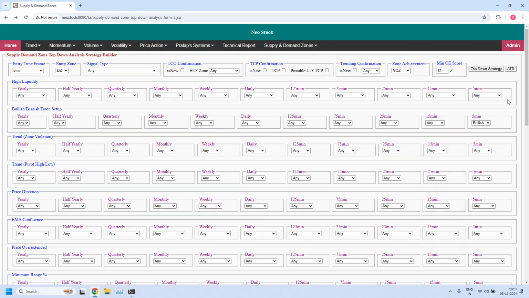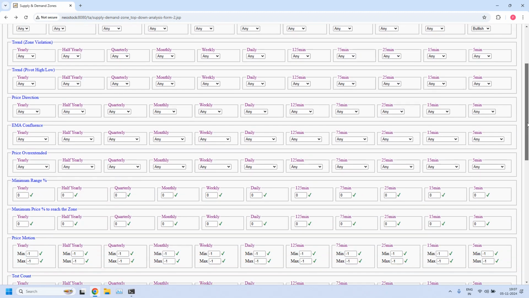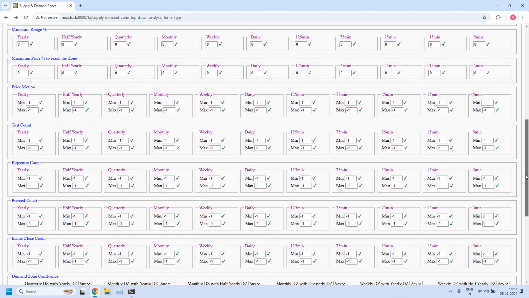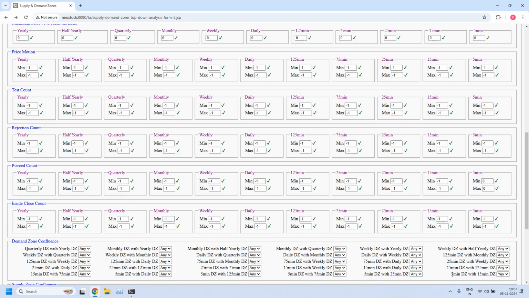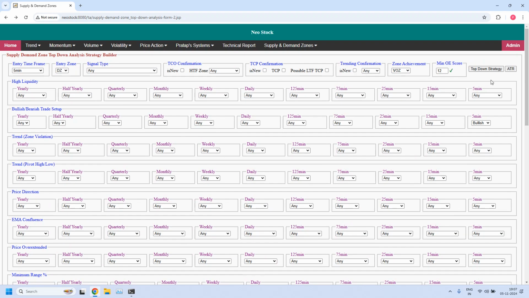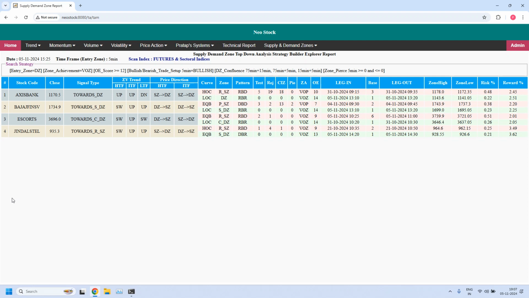So the next high probability setup: LTF, ITF, HTF demand zone confluence. That is 5 minutes, 15 minutes and 75 minutes demand zone confluence. First filter is already enabled. Second filter, 5 minutes demand zone with 75 minutes demand zone confluence. Third filter, 15 minutes demand zone with 75 minutes demand zone confluence. All 3 filters are enabled. With this, we got 4 stocks.